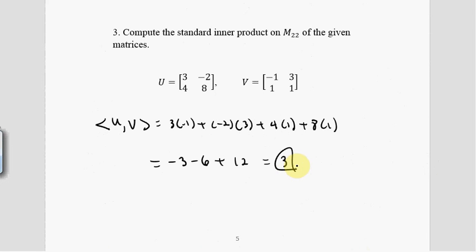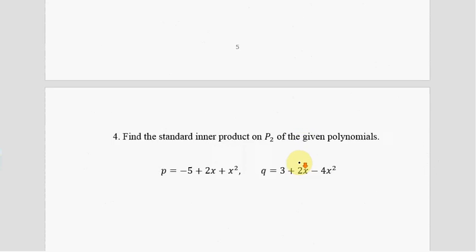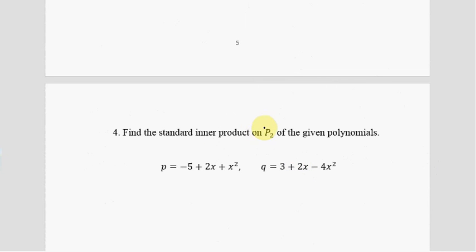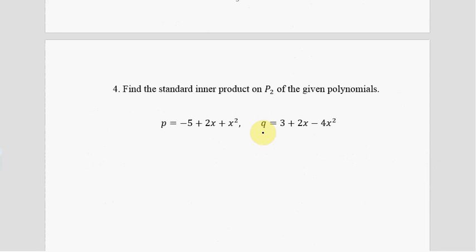So the standard inner product is always not difficult. Here again, the standard inner product for polynomials. Think about P as having the components negative 5, 2, and 1, and Q with components. And then the components must be in the same order. So if it's going to be in ascending order, then all polynomials must be in ascending order. If they're going to be in descending order, that's fine. But they all must be in descending order. So you can say 1, 2, negative 5, and then over here you'll say negative 4, 2, and 3. Doesn't matter, but as long as you're consistent, then that's fine.